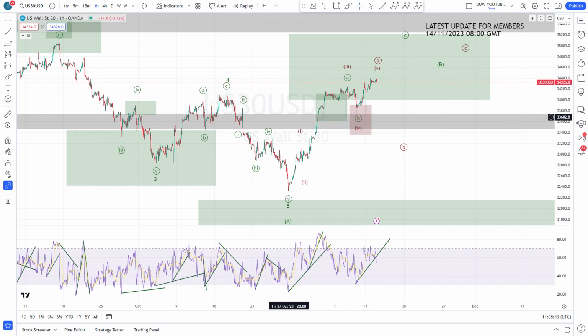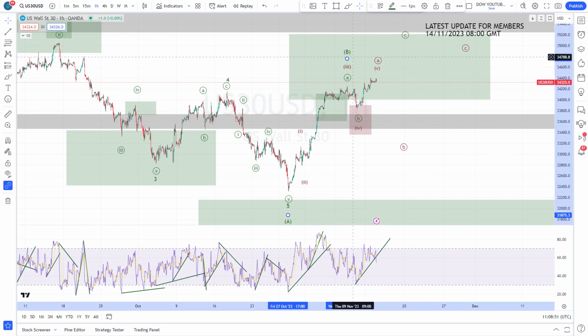So before, I also had a scenario where we made an A, B, C correction right here as a wave B, but I took it out of the chart because that's no longer possible, in my opinion. We took out the high right here. So if I have to consider this as a three-wave correction, I would expect the end to be right here. And as you can see now, we already took out this high. So I don't think the wave B is finished. If we have a wave B up, I don't think the wave B is finished.